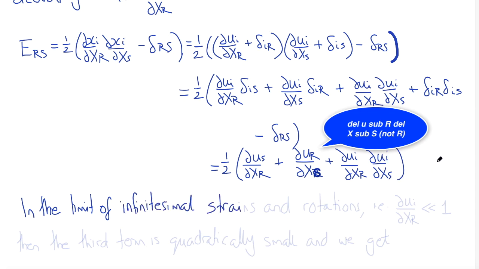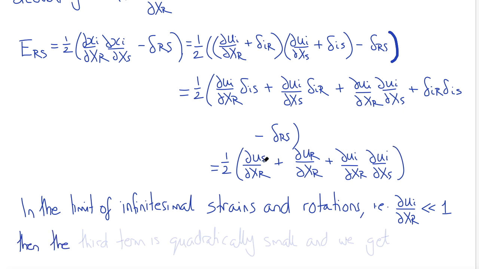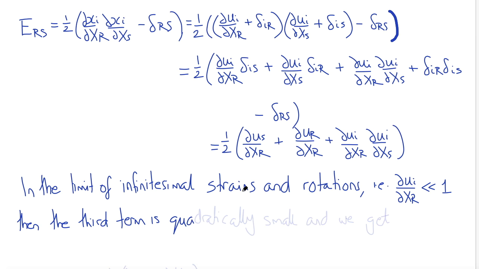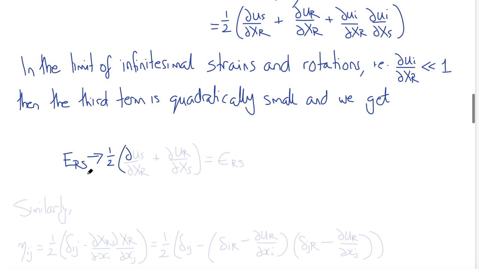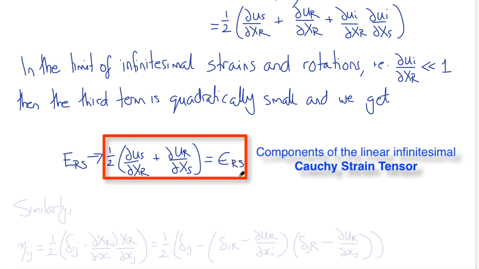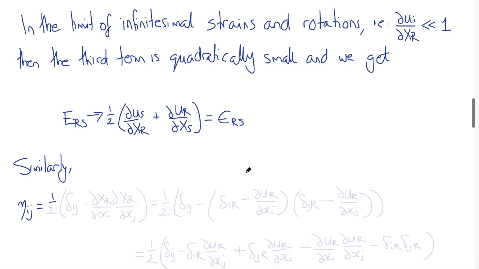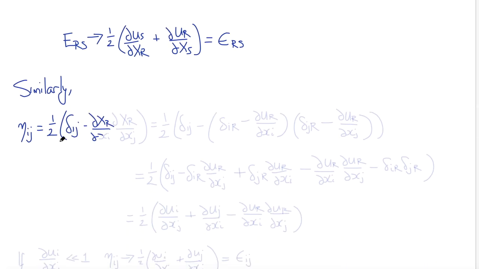So in the limit of infinitesimal displacement gradients, resulting in infinitesimal strains and infinitesimal rotations, i.e. when ∂ui/∂xr is much less than 1, so that this product is much less than these terms, then in the limit, when this second order term is quadratically small, the Lagrangian finite strain tensor tends to 1/2 (∂us/∂xr plus ∂ur/∂xs), which is linear, and these are the components of the linear infinitesimal strain.